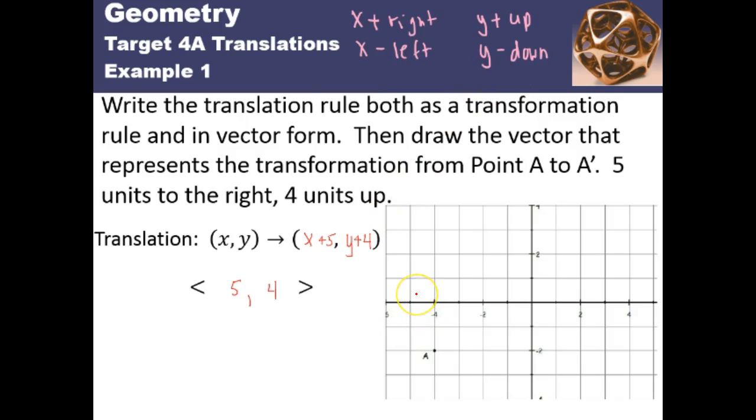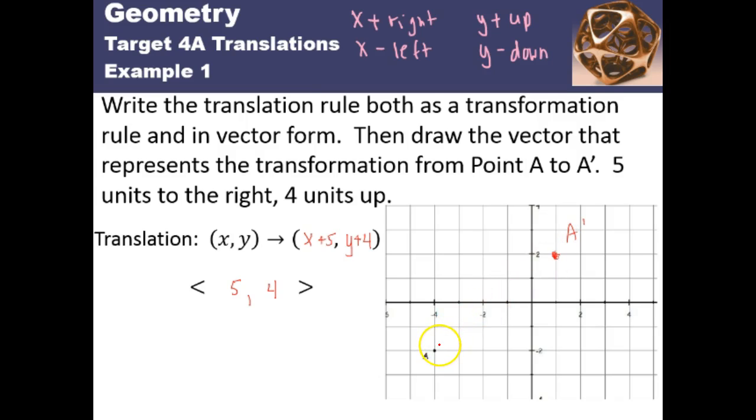Okay, so now we have to actually do this. So I'm going to take this and I'm going to move it right 5 and 4 up. So I'm going to count from here. 1, 2, 3, 4, 5, and then 4 up. 1, 2, 3, 4. So right here is the 5 right and 4 up. So I'm going to draw a point and I'm going to call that A prime.